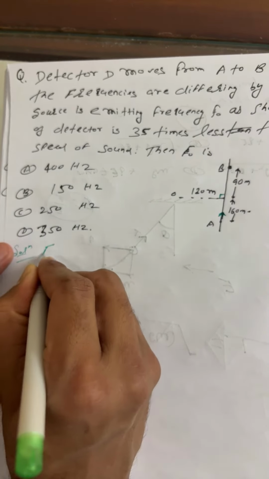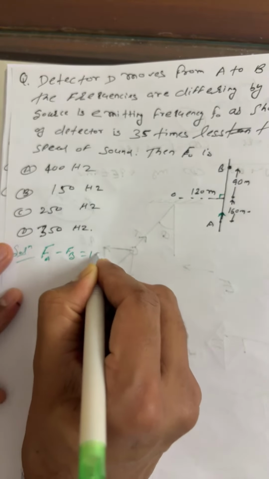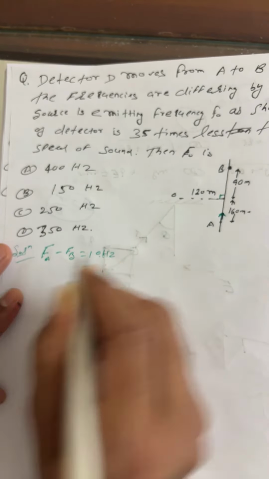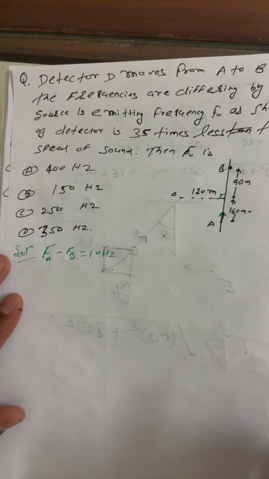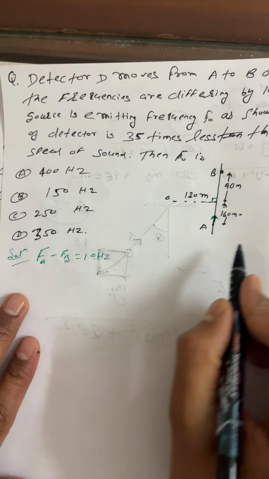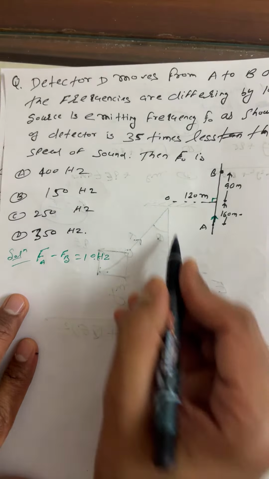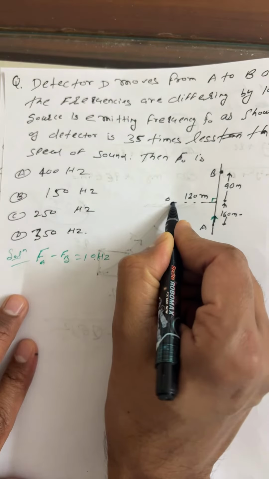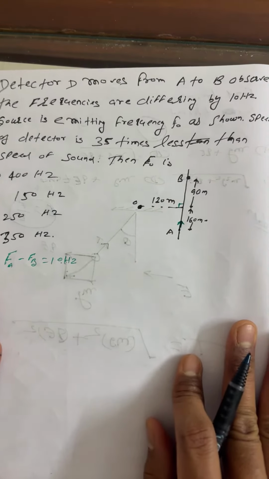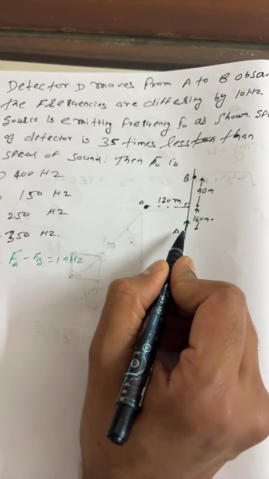So they mention that FA minus FB is 10 hertz. We have to find FA and FB. Now students, this is point A, this is point B, and this is basically the source, point O. Listen carefully here.